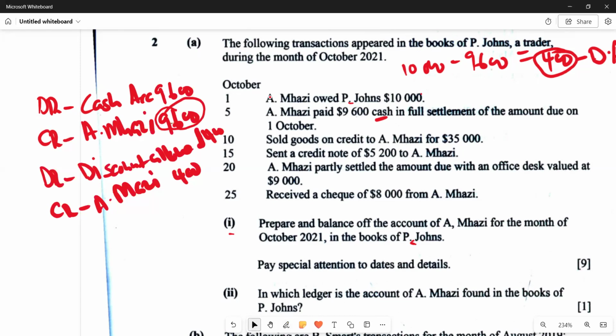So we go to the credit side. We are going to enter on the credit side of A. Mazi account only, because the account that is supposed to be prepared in the question is A. Mazi account. So we are going to credit A. Mazi 9,600, and then we credit A. Mazi again with 400. This is what we have, so we can just go there and enter as such.